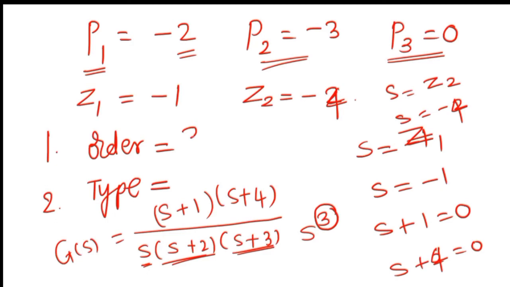The order of the transfer function is equal to its poles. We have 3 poles in what is given: P1, P2, P3. Number of poles of the system is equal to the order. Okay, so the order of a transfer function is equal to its number of poles.